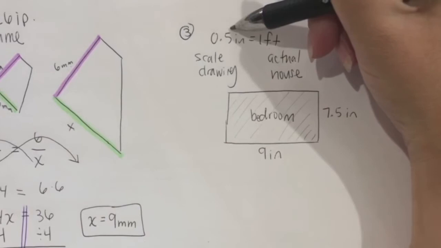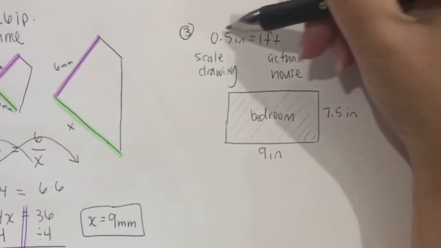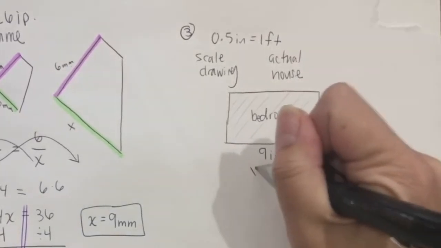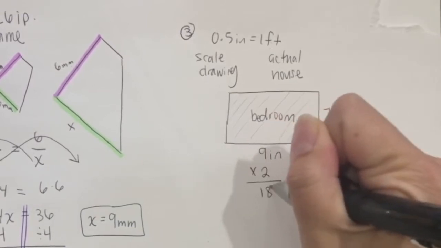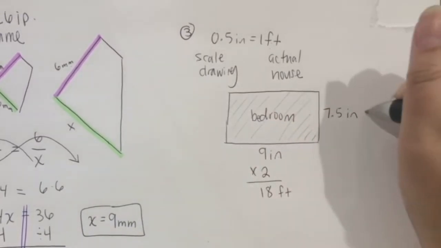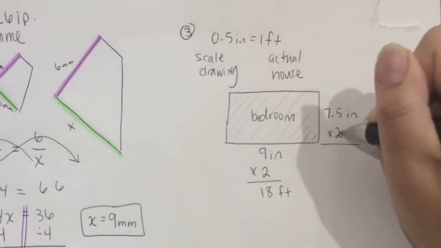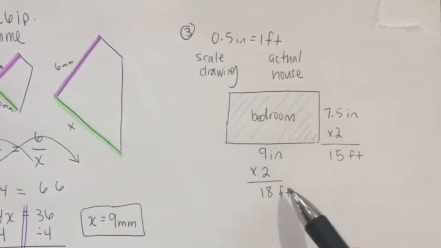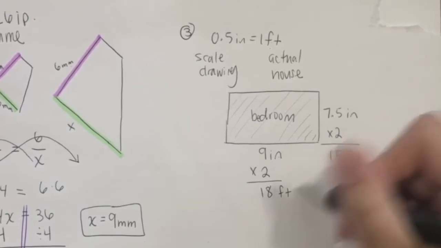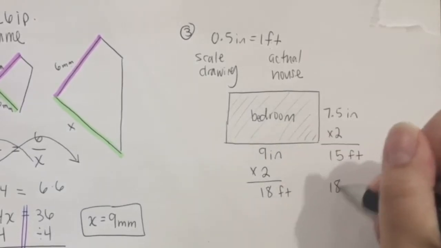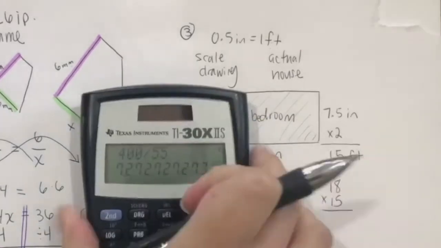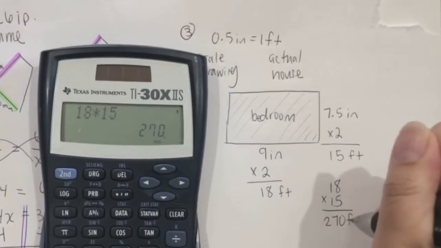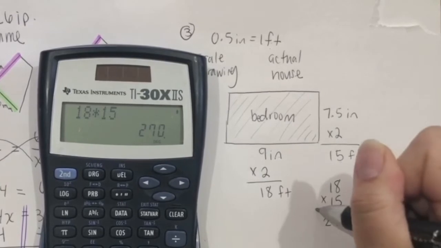So a 1/2 inch goes to 1 foot. Doesn't that mean we would just multiply by 2? 0.5 times 2 would be 1. So that makes this really easy. We'll just multiply this times 2 and we get 18 feet. We'll multiply this one times 2, and 7.5 times 2 is 15 feet. So the real dimensions of the actual house are 18 feet by 15 feet. So then we multiply those together to get the area. 18 times 15, 270 feet squared, because we are doing area.